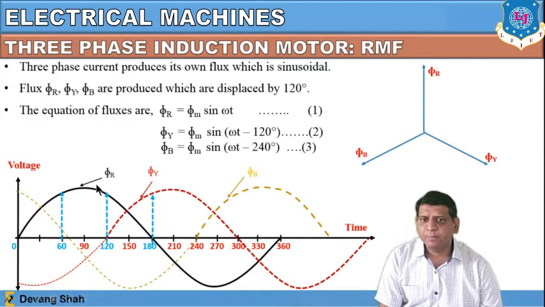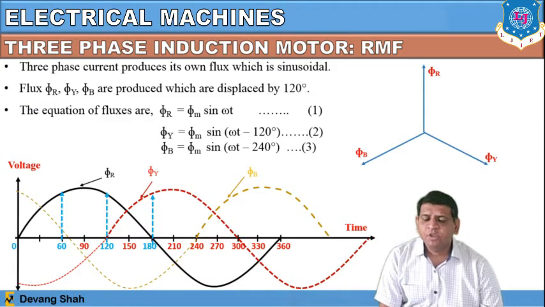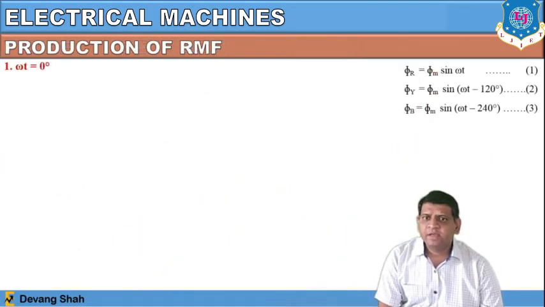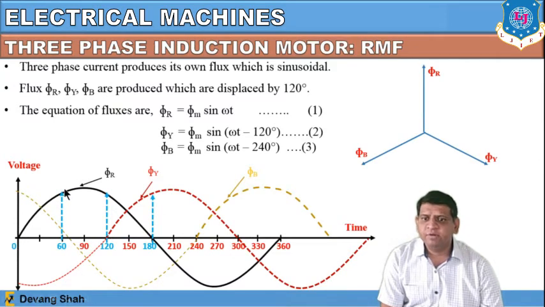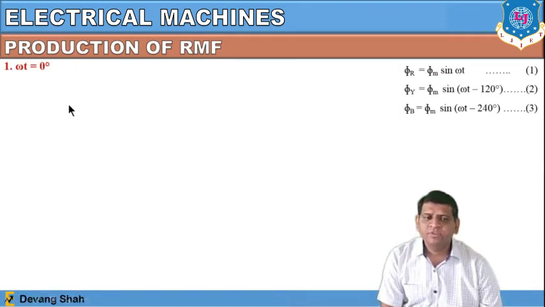Now all the fluxes are being produced at different angles: one at 0, another at minus 120, the third at minus 240. So to find the magnetic flux movement in this three-phase induction motor, we can take four instants: at angle 0, at 60, at 120 and finally 180. Let us take the first instant, where omega t is equal to 0.